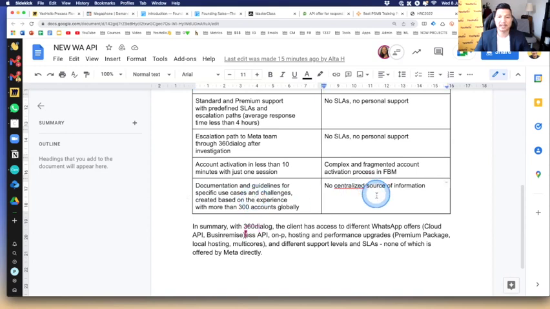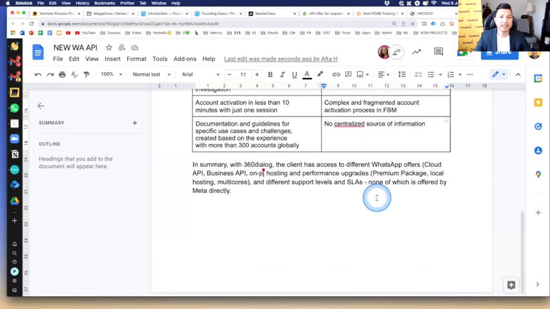Over here, no centralized source of information. There's no FAQs. There's no knowledge base. So if you're not a coder and you don't really know how tech works, it's going to be a little bit tough, right? So in summary, with 360 Dialogue or YesHello, the client has access to different WhatsApp offers.